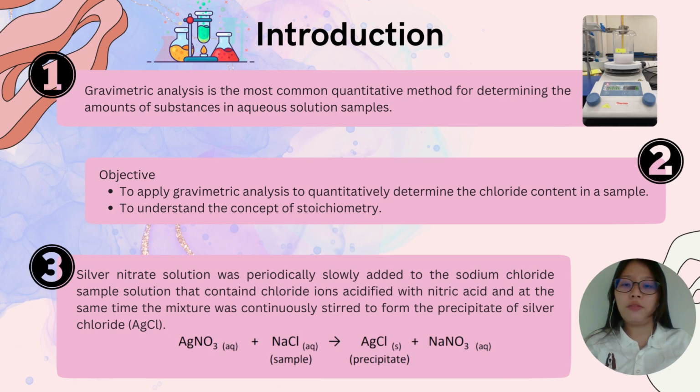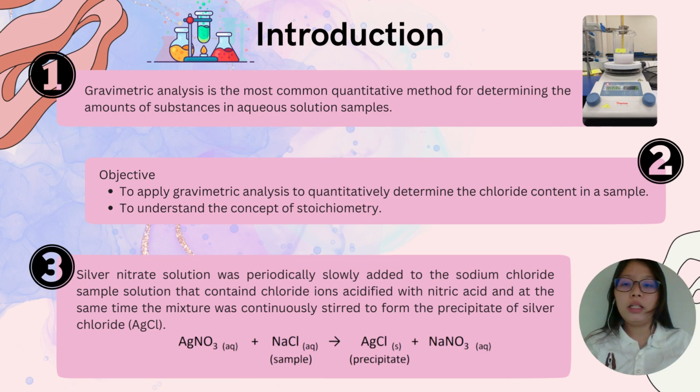There are two objectives for the experiment. The first is to apply gravimetric analysis to quantitatively determine the chloride content, and the second is to understand the concept of stoichiometry. Next, I will briefly explain the procedure for the experiment.